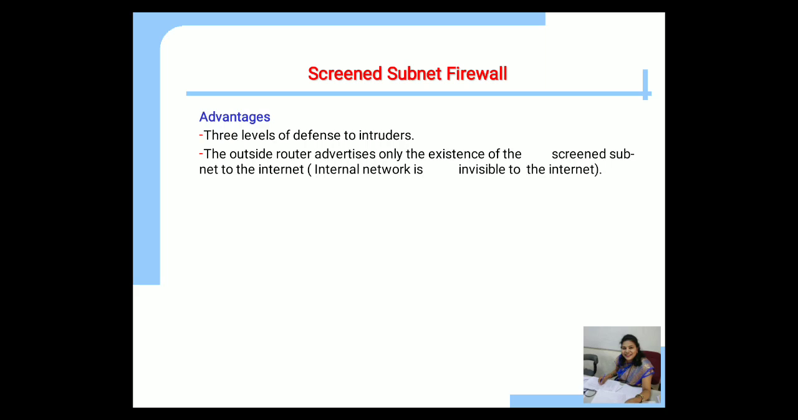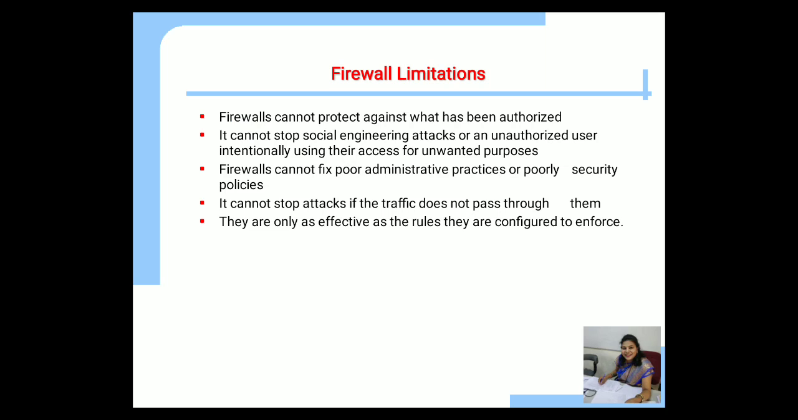The advantages are 3 levels of defense against intruders. Also, the outside router advertises only the existence of the screened subnet to the internet. The internal network is invisible to the internet. So, what are the firewall limitations?